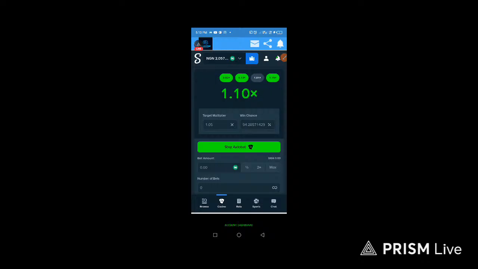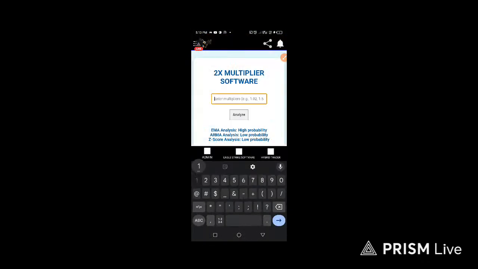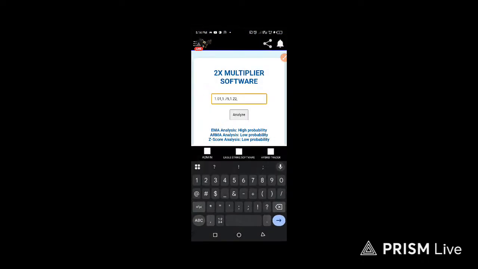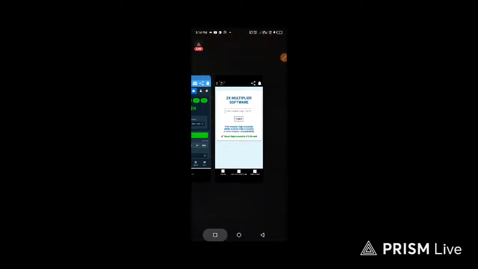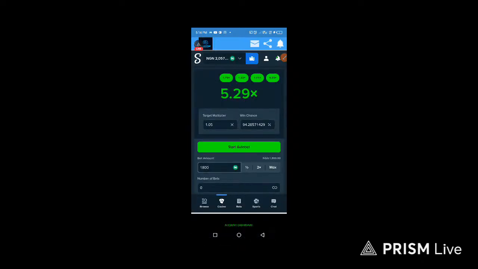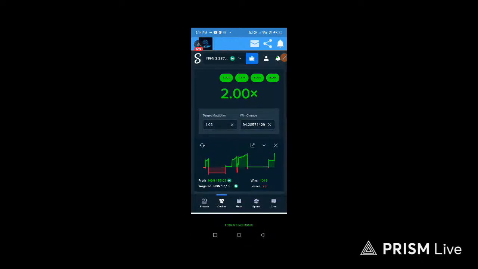1.01, 1.75, 1.22. Then we have 1.11, 5.29. So it says yes, you can purchase the next one for up to 2x. So let's see. Okay, good. So we recovered back, and if you check our profit and loss result, you see that we are now back up in profit.